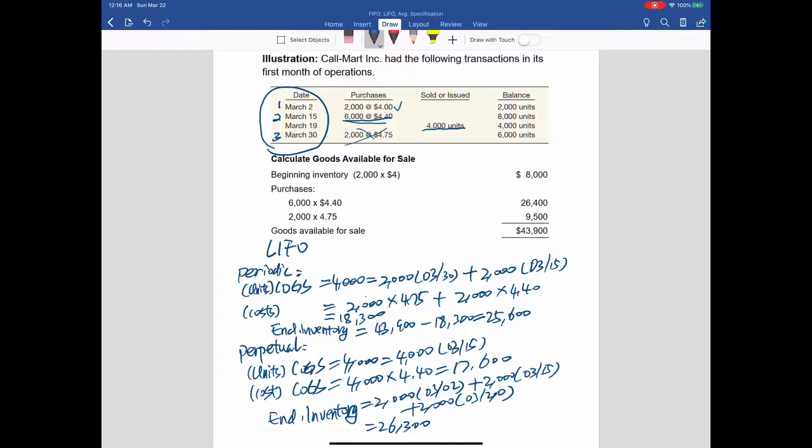Again, you can still use 43,900 subtract 17,600. It is also 26,300.